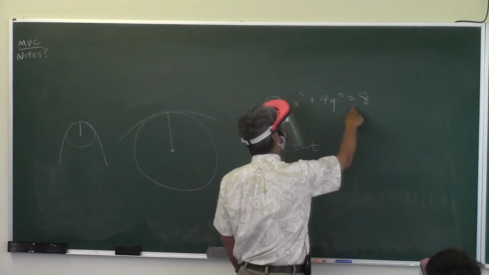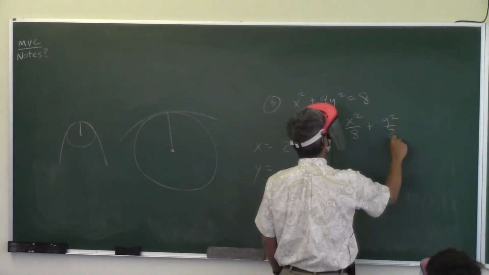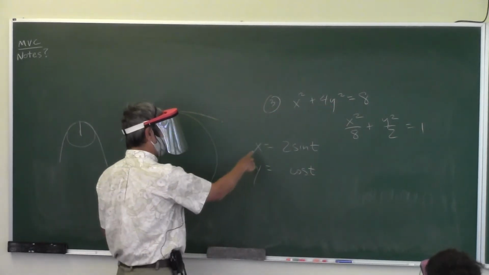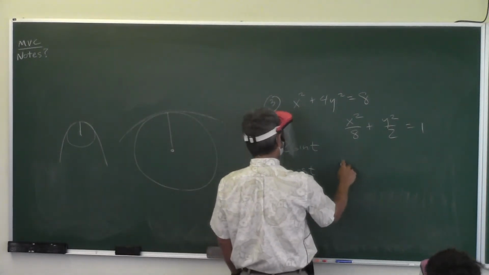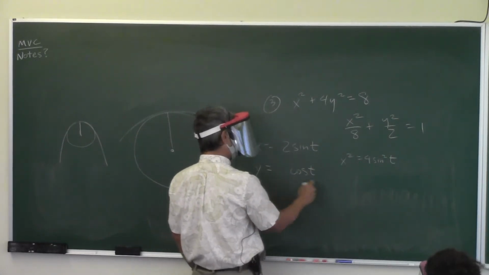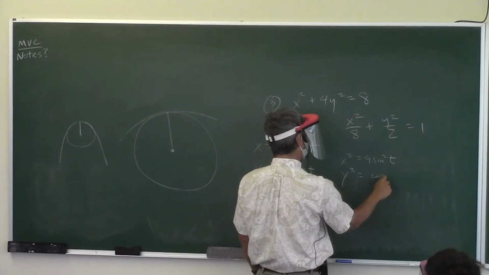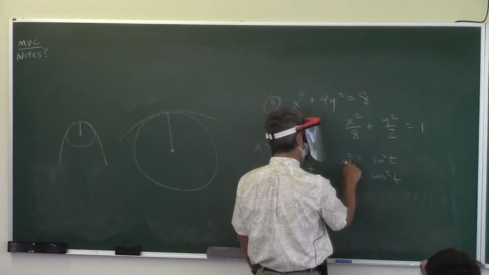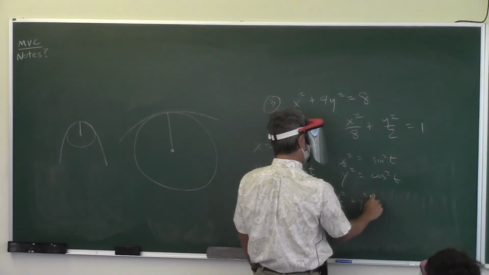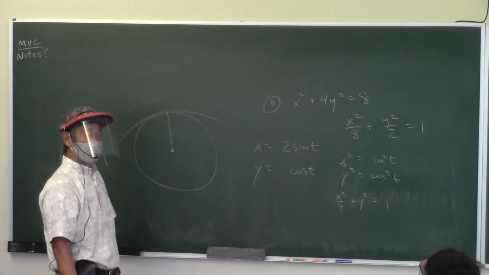Because look, if you divide by 8, you're going to get x squared over 8 plus y squared over 2 equals 1. Remember the standard form of the ellipse? So if you square this equation, you will get x squared equals 4 sine squared t. If you square this equation, you will get y squared equals cosine squared t. Divide by 4 here, and then add: x squared over 4 plus y squared is equal to 1. Oh, that's pretty close. That's not bad.